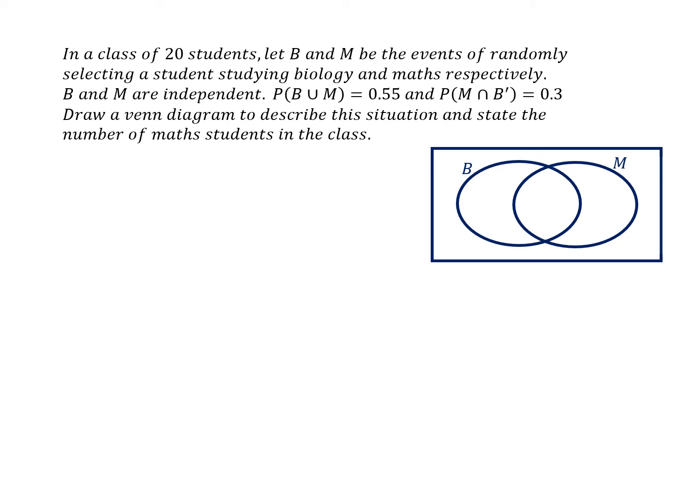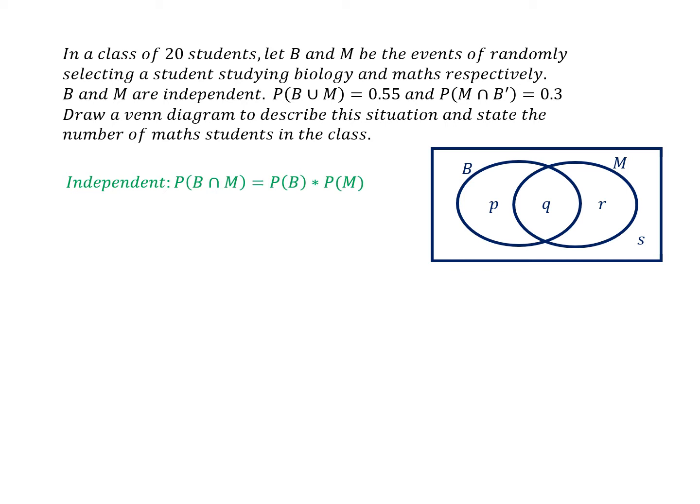I'm going to put labels in each of the segments, P, Q, R and S, segments, sectors, whatever you want to call them really. And the first piece of information, after the class of 20 students, is that B and M are independent. So what exactly does that mean? Well, it means that the probability of B and M happening at the same time is the same as the probability of B multiplied by the probability of M.